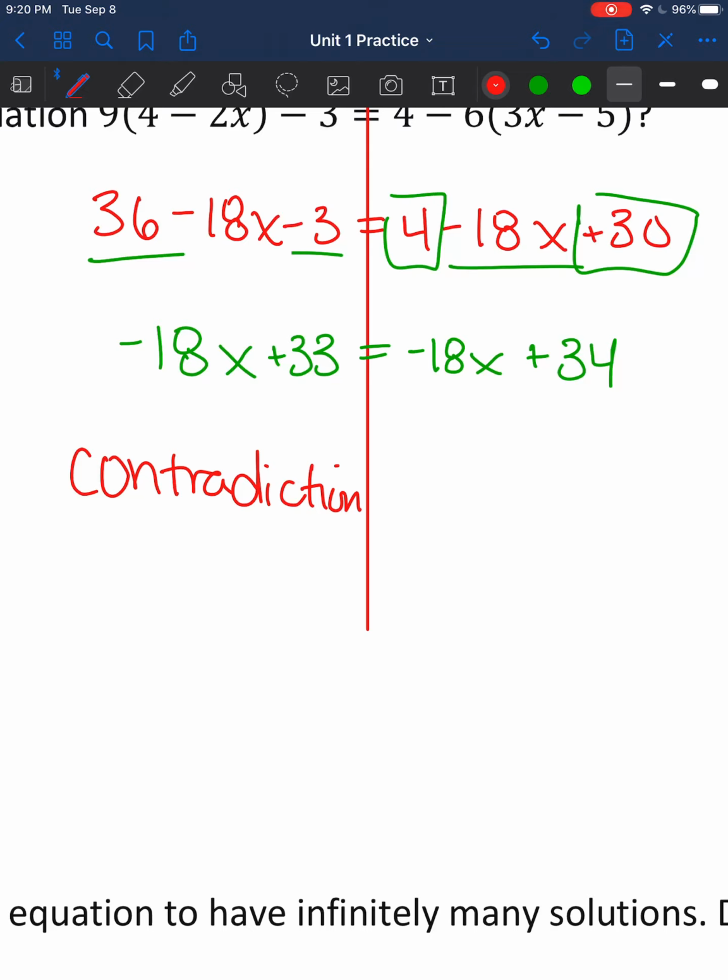A contradiction means that no matter what value you plug in for your variable, any value you can think of, we'll always end up with a false statement in the end that would say that 33 is equal to 34, right? That's a contradiction. So we would say that there are no solutions to this equation. The only reason we have no solution is because the coefficients were the same and the constants were different on both sides of the equal sign.